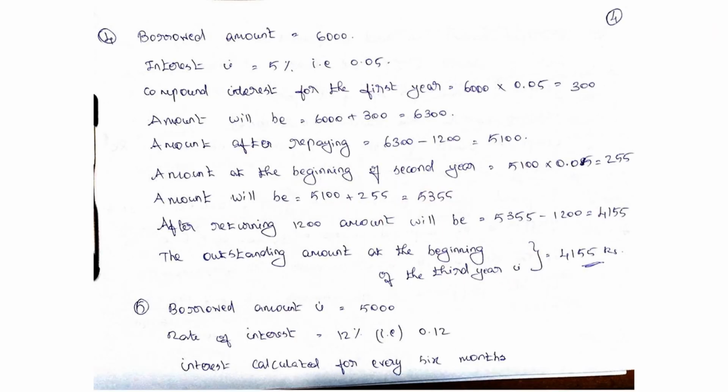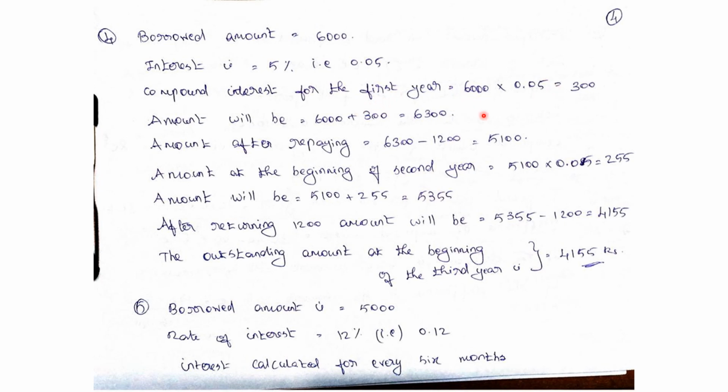Fourth one: a man borrows rupees 6,000 at 5% compound interest per annum. If he repays 1,200 at the end of each year, find the amount of the loan outstanding at the beginning of the third year. Okay, we'll see how we can solve this problem. Borrowed amount is 6,000. Interest is 5%, that is 0.05.